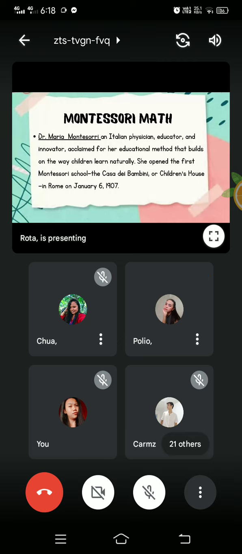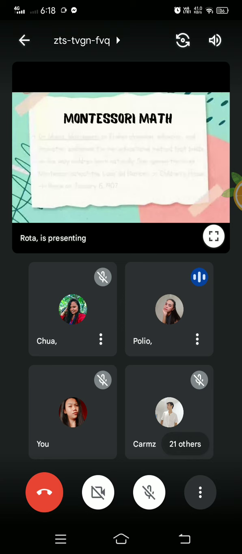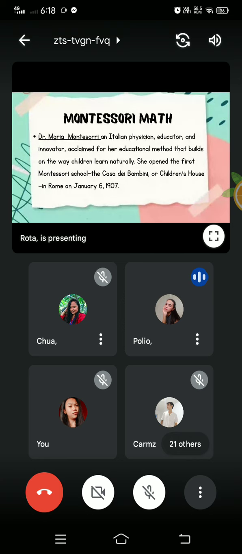Montessori math. Dr. Maria Montessori, an Italian physician, educator, and innovator, is acclaimed for her educational method that builds on the way children learn naturally. She opened the first Montessori school, the Casa dei Bambini, or Children's House, in Rome on January 6, 1907.